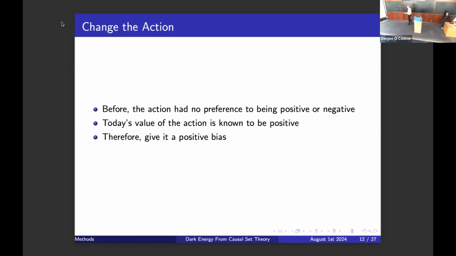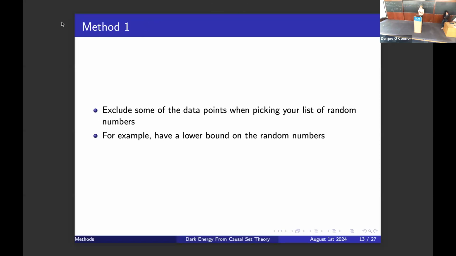Because before, in the model, starting off, it doesn't have any preference for being positive or negative. It'd be positive 50% of the time and negative 50% of the time. But because we know it's positive, you want a lot more runs to be positive. Because it is random, no matter what you do, some will end up being negative, but you would want as many as you could being positive. And so there are 3 different ways that we tried of doing that.